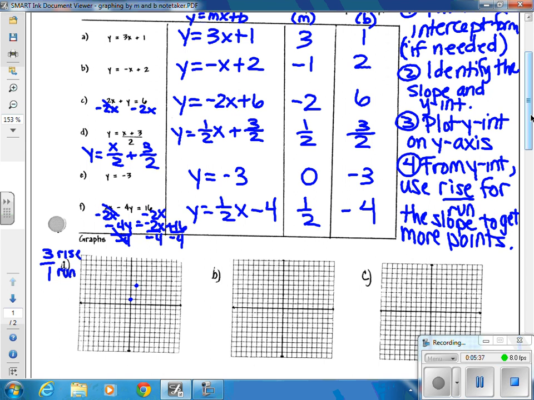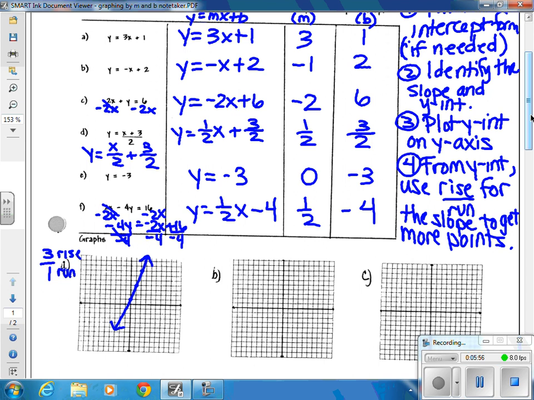Put a dot. Do it again. From that dot, rise 3 more, and run 1 to the right. Now I have 3 dots on my grid. I'm going to take my straight edge. Don't freehand these. Use a straight edge to be accurate. And do put arrows at the end because you are graphing lines. Okay, so you've just graphed that equation just from 2 values. So let's try the next one.